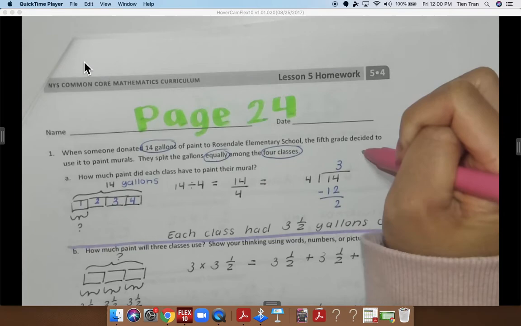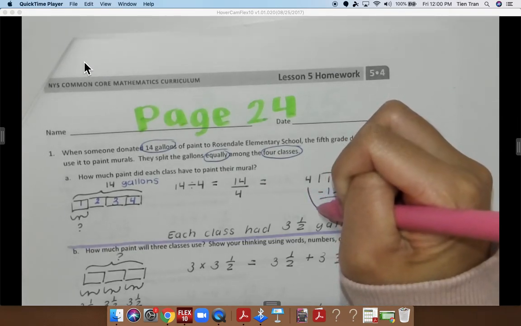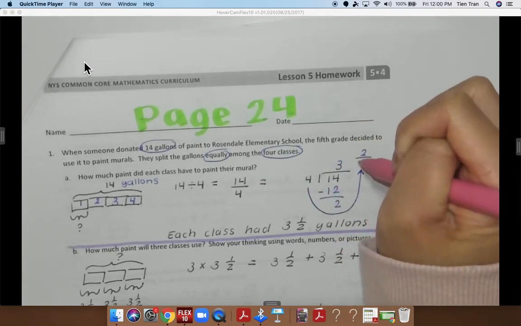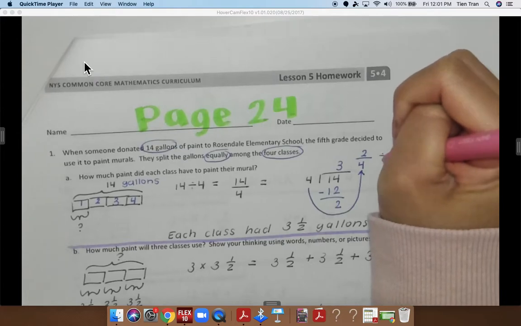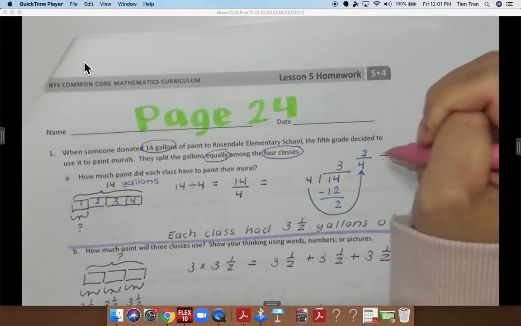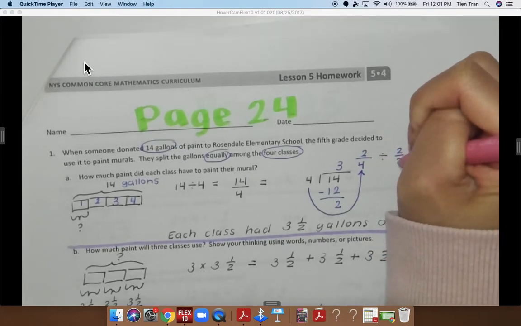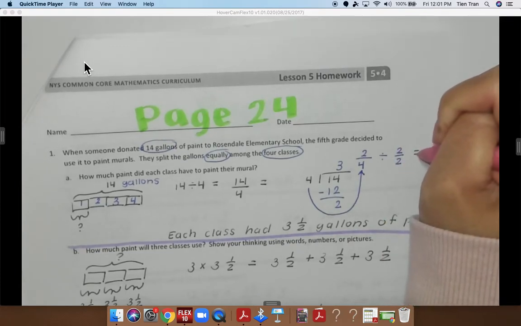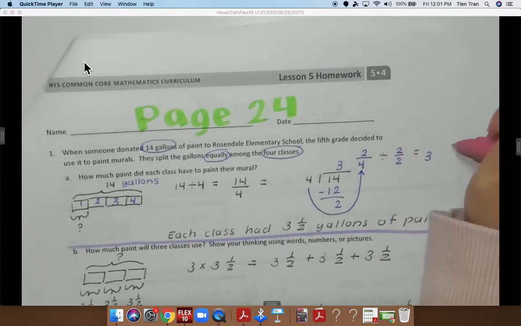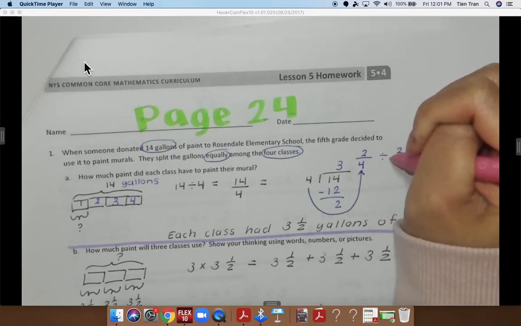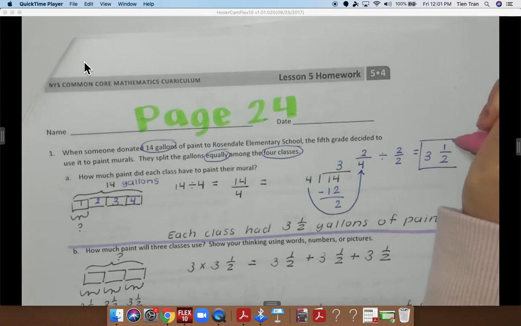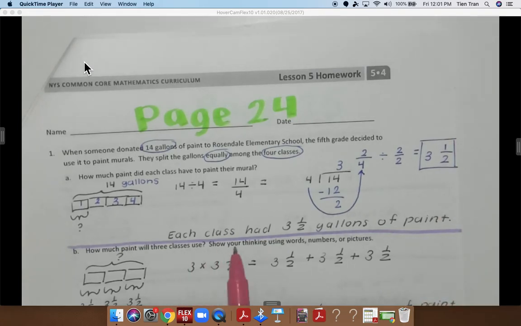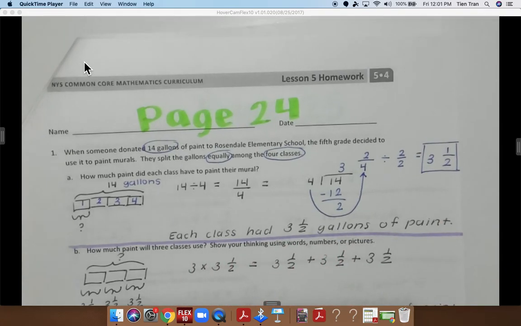2. My remainder is 2, and my denominator is going to be 4, so 3 and 2/4, which is equivalent to 3 and 1/2, because when you simplify 2/4, you divide it by 2 over 2, and what you're going to get is 3. 2 divided by 2 is 1, and 4 divided by 2 is 2. You get 3 and 1/2. So, each class had 3 and 1/2 gallons of paint.